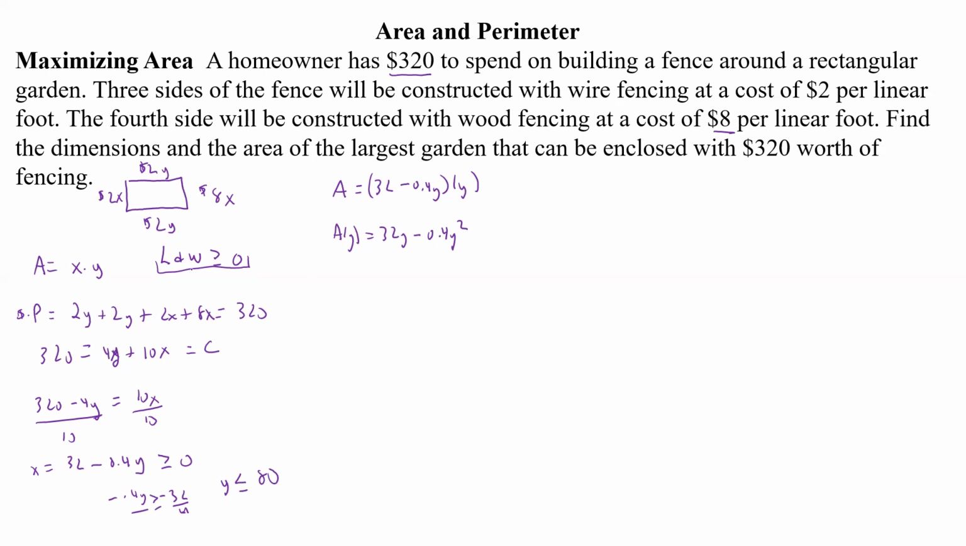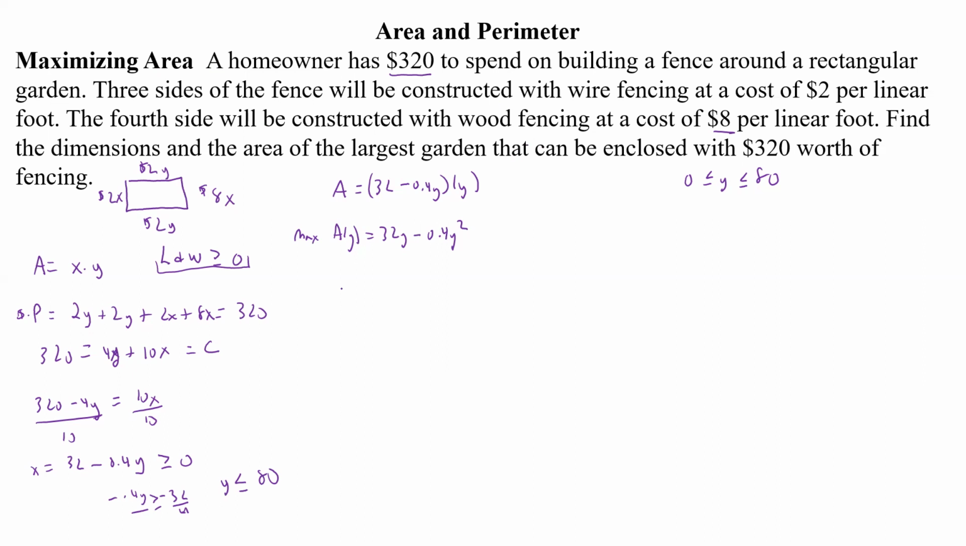Well, we said that the x had to be greater than or equal to 0. And so this gives us that 0 is less than or equal to y, which is less than or equal to 80. So it has to be greater than 0, but less than 80. And so now we're going to find out what the x's and y's are. Okay. So that's our area equation, so we want to maximize that, right? Because that's what we want to do, maximize area.